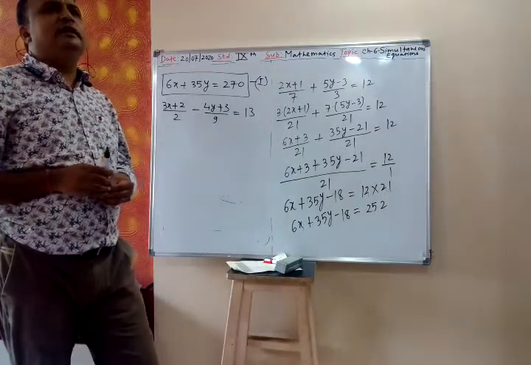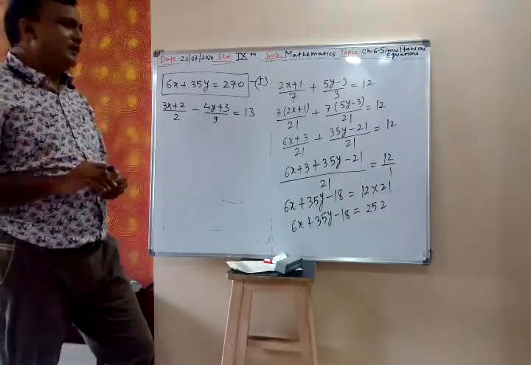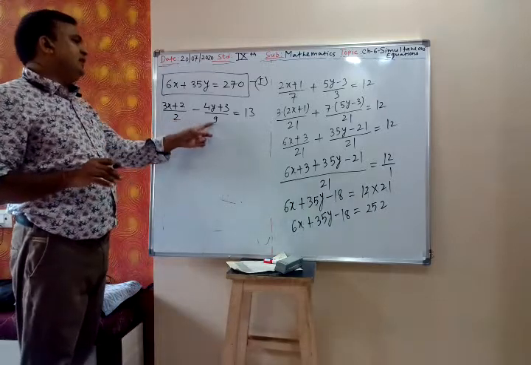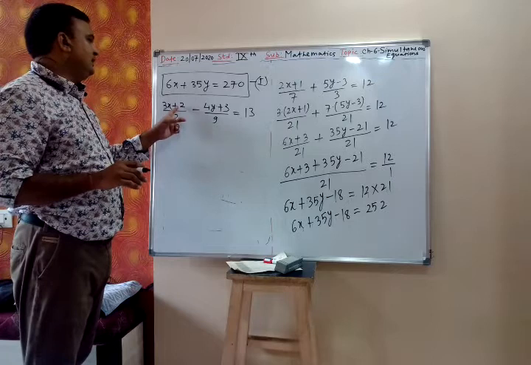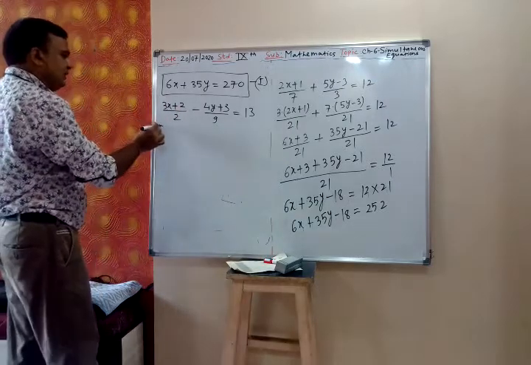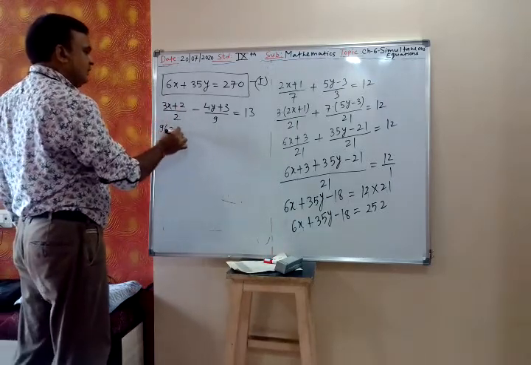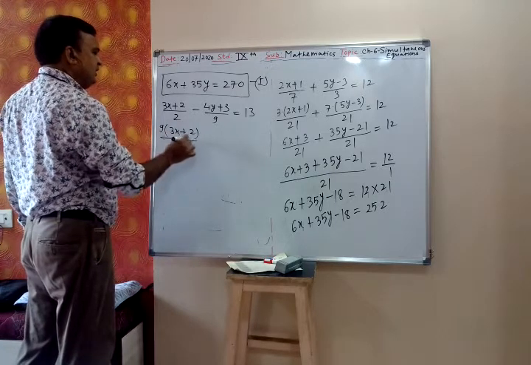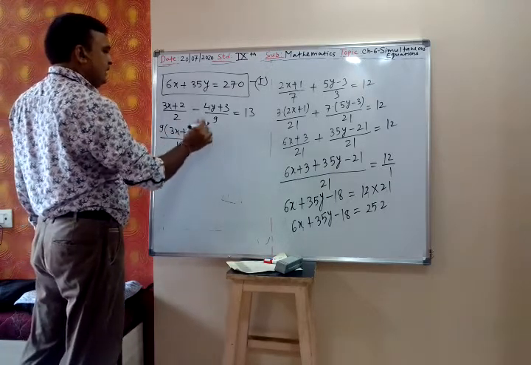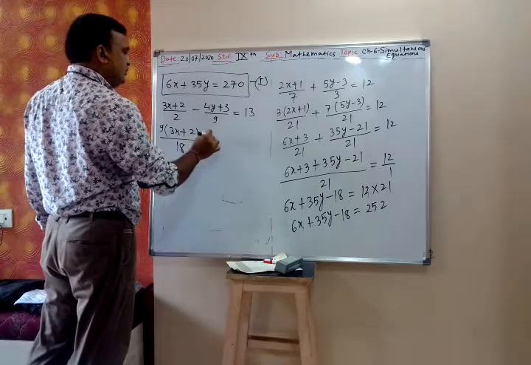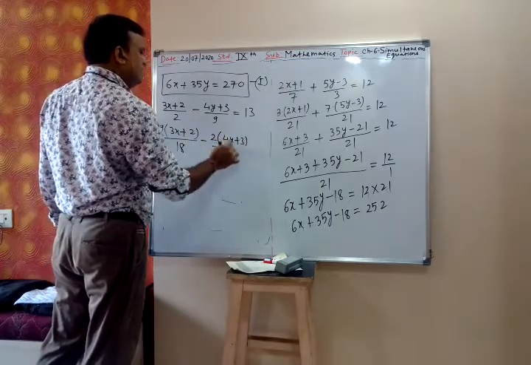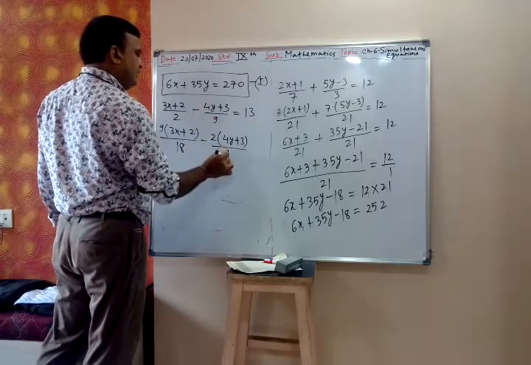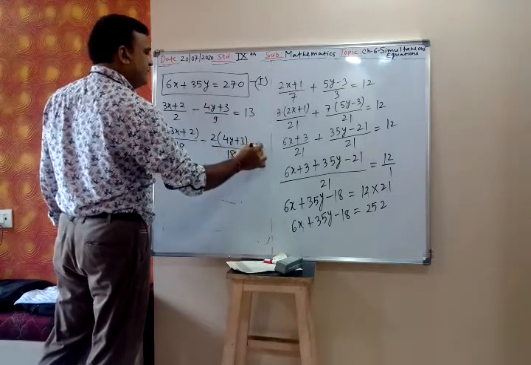See here, my dear, from your angle I am seeing it is clear. LCM of 2 and 9 is 18. So multiply this by 9, so 9 into 3x. Cross multiplication upon 18 you can do. And this I will multiply by 2, so 2 into (4y plus 3). This 4y plus 3 is one term, upon 18 is equal to 13.